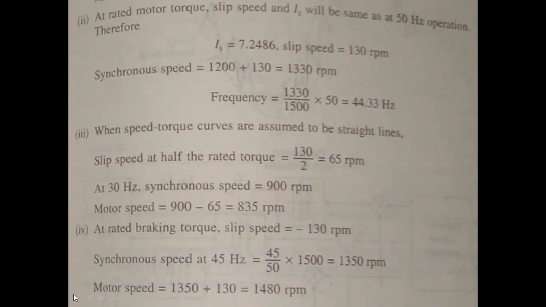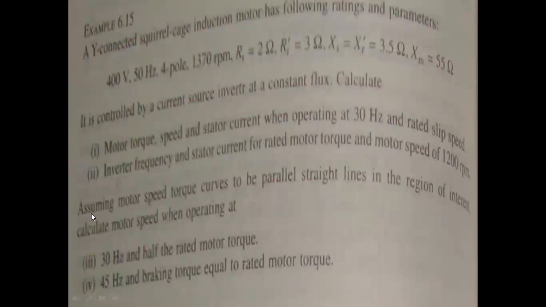Next, third bit. Once we see what is asked, we go for the problem. Assuming motor speed torque curves to be parallel straight lines in the region of interest, calculate the motor speed when operating at 30 Hz frequency and half the rated motor torque.